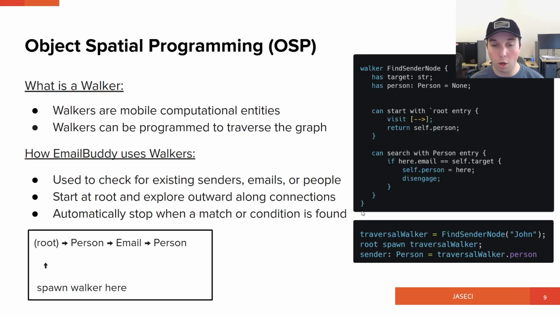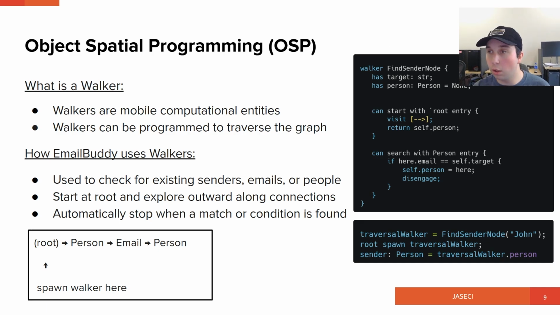So let's go into more about how to then navigate the graph we just created. With that, we can use walkers, which is a new, again, object spatial programming notation. Instead of having your data flow through your functions, almost like functional programming, where your pipeline of data goes to function, goes to function, goes to function, and finally you have an output, we're instead having your function, or in this case, your walker, move through your data or your graph. So walkers are, again, mobile computational entities, or this ability to have a programmable way of traversing through your graph.